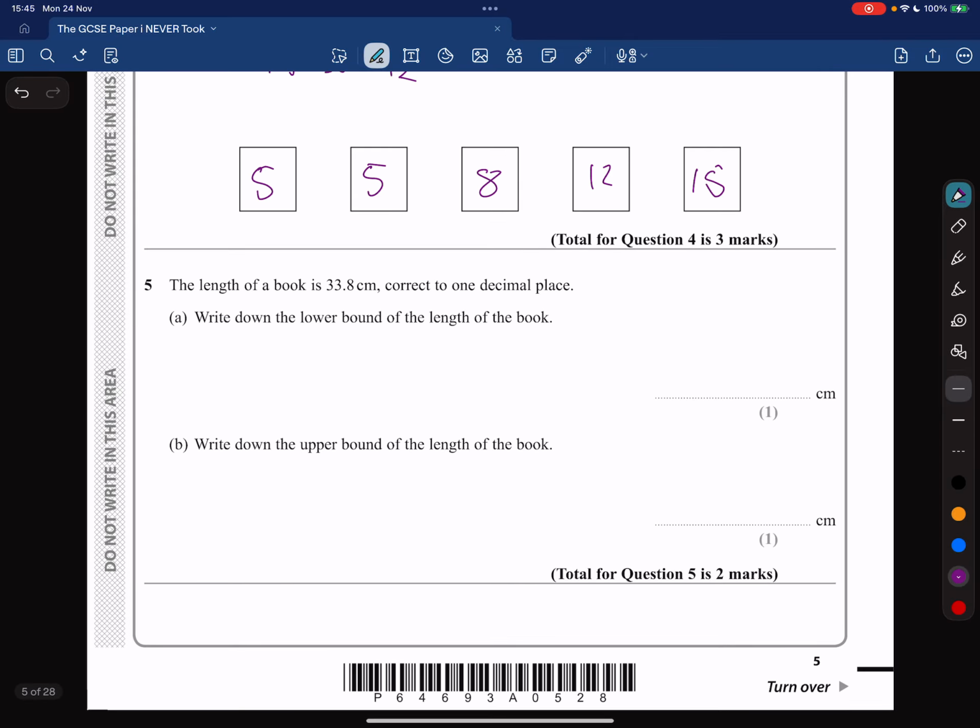The length of the book is 33.8 centimetres, correct to 1 decimal place. Write down the lower bound of the length of the book and the upper bound. So we have the lower bound is 33.75. The upper bound is 33.85. It's greater than or equal to that length, but it's less than that. There we are.